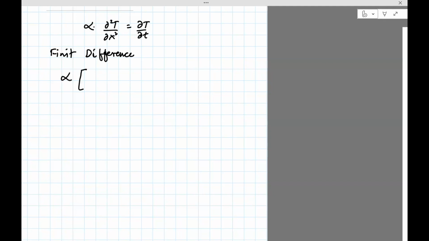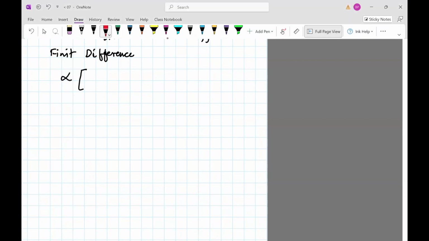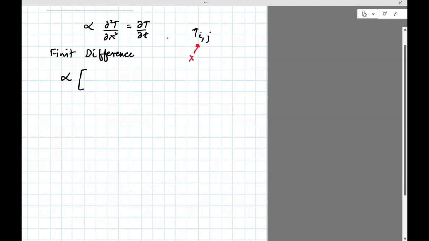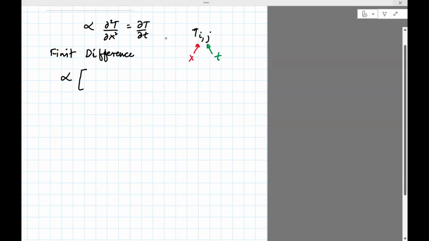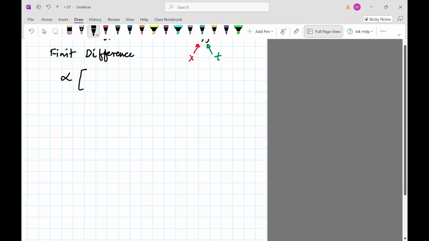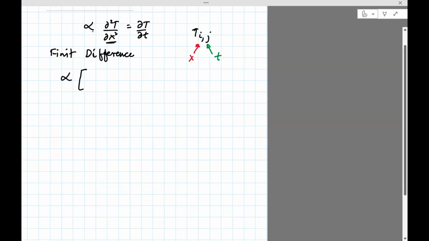Now here's the thing to remember. There are two indices, i and j. You need to be very careful about which index you use to discretize this. Remember that in T_ij, we call this the x component, and this one the time component. So keep that in mind. When we do this expansion for the second derivative, it's going to be the forward difference about the first index, the i index.